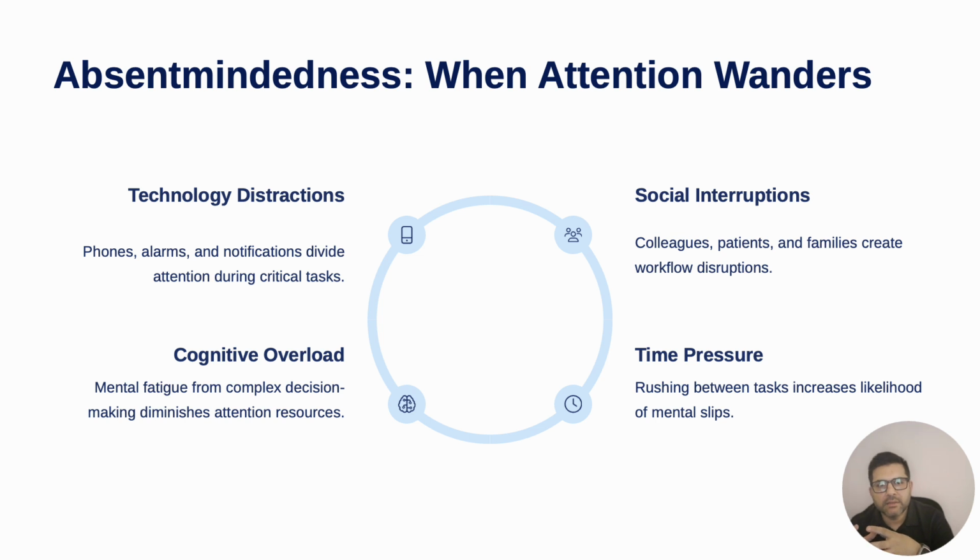Now let's look at inadvertent errors or absent-mindedness. This is distinct from forgetfulness. Forgetfulness is forgetting a step. And absent-mindedness is when your mind is just, say, somewhere else. You're physically doing something, but your focus is lost in thought, distraction, or say preoccupation.